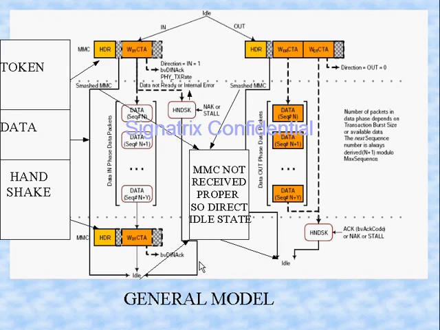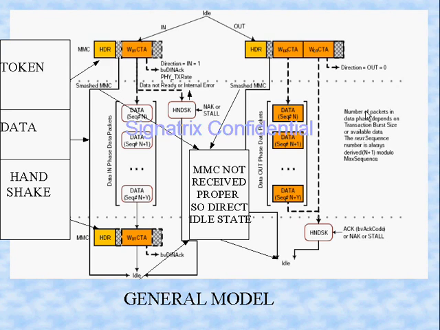We have seen only part of it. Here we have one more option, that is handshake. Handshake is equal to negative acknowledgement or stall. That means it has received this MMC, but it is having some problem, or it has not received this MMC properly. In that case, it will issue this.